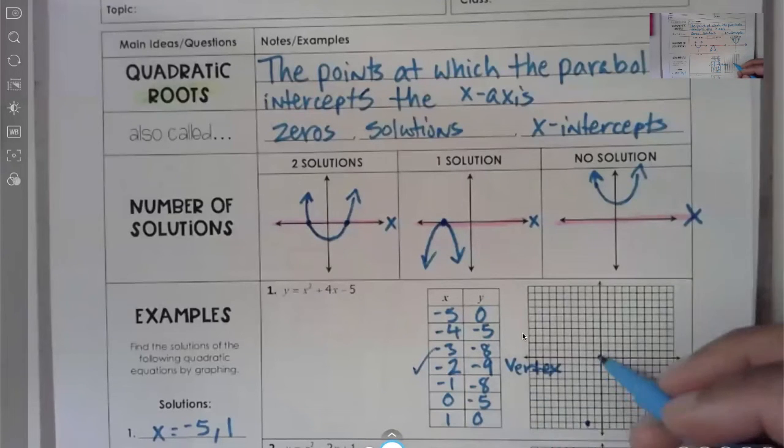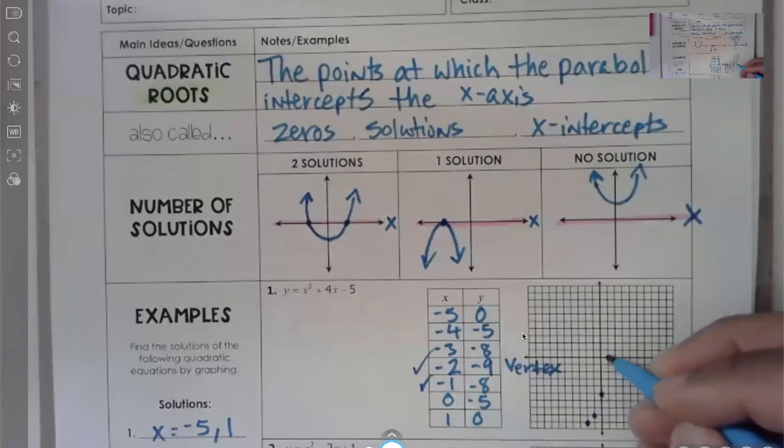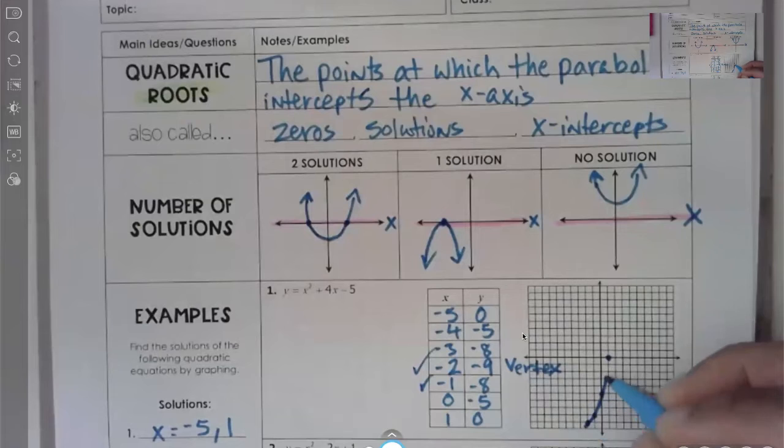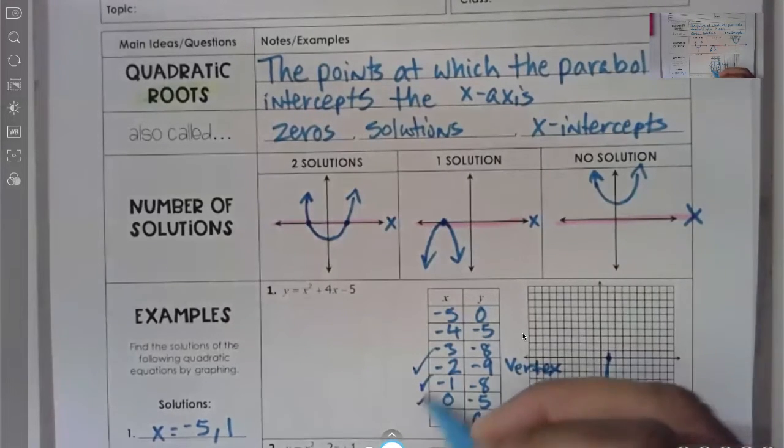-1, -8. So that'll be here. 0, -5, 1, 2, 3, 4, 5, and then finally 1, 0. So I've graphed or plotted half of my parabola. Now the other half is going to correspond to these points here. So let me go ahead and put my little checks here.